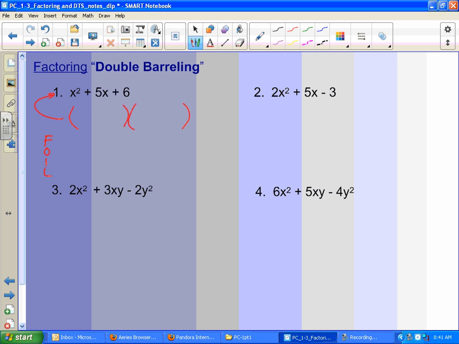And if I think about reverse foiling, I'm thinking about what are the factors of an x squared, where there's a coefficient of 1 right there. Kind of hard to see the green, let's change that. So there's a coefficient of 1 in front of the x squared, and the only factors of x squared are going to be x and x. Then I go and I look at the last term. And I think about the factors of 6. Well, I have 1 and 5, and I have 1 and 6, and I have 2 and 3.